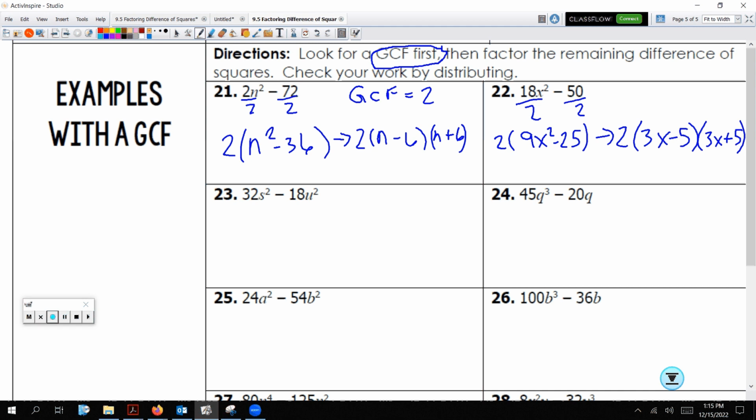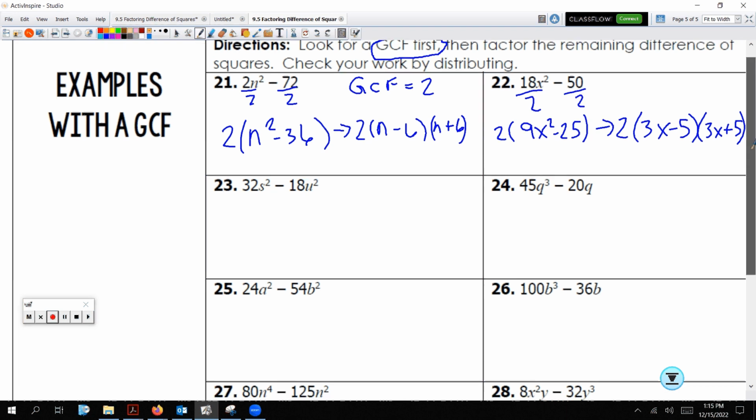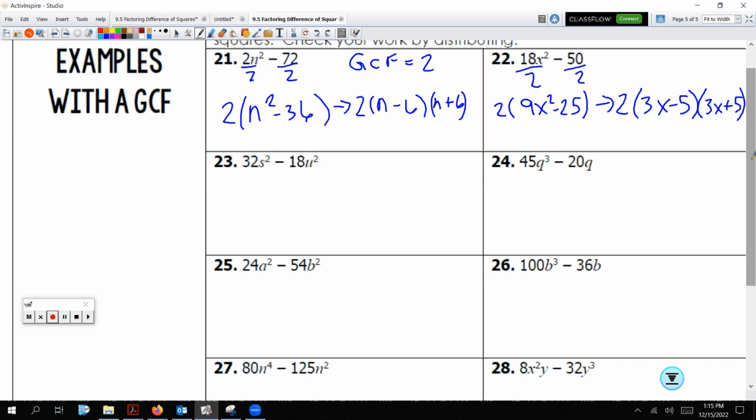All right, 32 and 18. Again, it's going to be 2. It's boring. I'm done with the 2. Let's look at 24. 45q to the third, 20q. So now my GCF includes a variable, so be on the lookout for that. The GCF for 45 and 20 is 5, right? And they also have a q in common, so 5q. So 5q is my GCF. Make sure you write that out front.